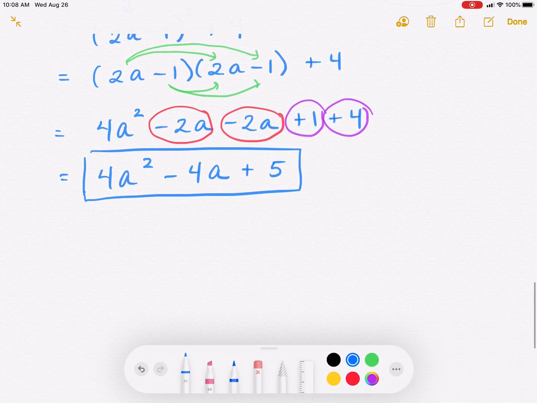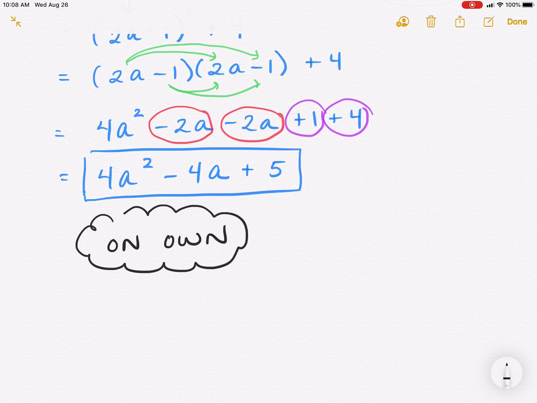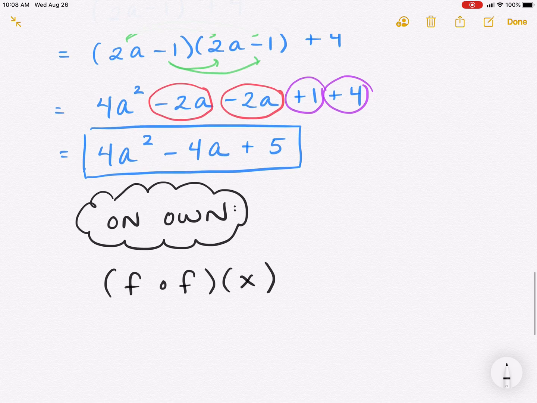So if you want to try one on your own, here's what I would suggest. On your own, I want you to try f of x. Okay? Good luck with that. We'll come back to class. You can ask questions. We'll definitely work on this more, and we'll see you next time.